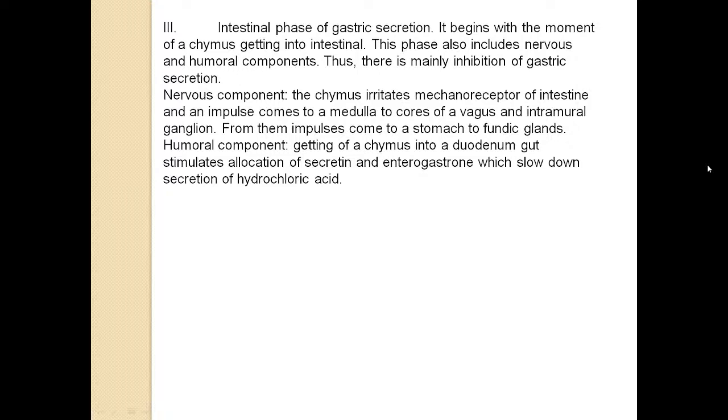And phase number 3, the intestinal phase of gastric secretion. It begins with the moment of the chyme getting into the intestine. This phase also includes nervous and humoral components. Thus, there is mainly inhibition of gastric secretion. Nervous component: the chyme irritates mechanoreceptors of the intestine and an impulse comes to the medulla through the vagus and intramural ganglia. From them, impulses come to the stomach glands. Humoral component: getting of chyme into the duodenum stimulates allocation of secretin and enterogastrone, which slow down secretion of hydrochloric acid.